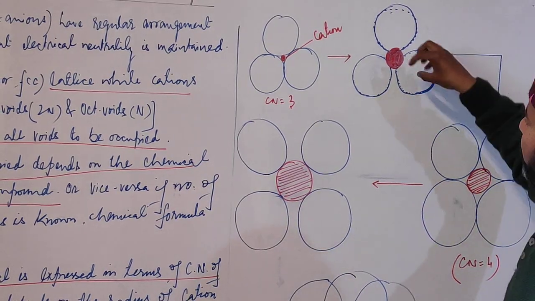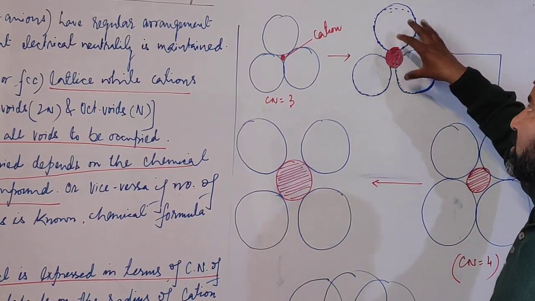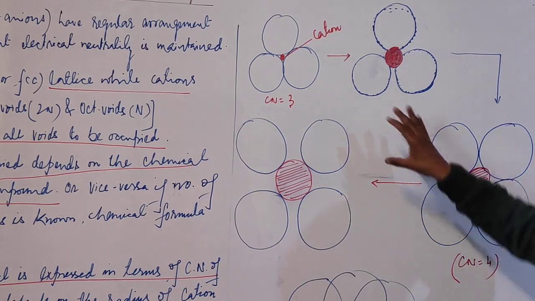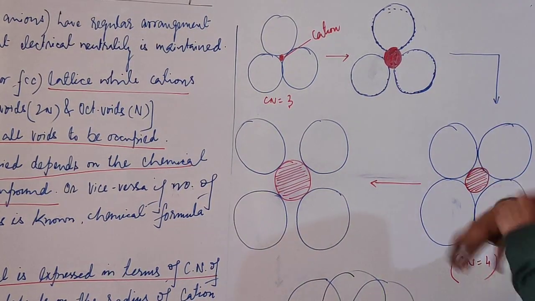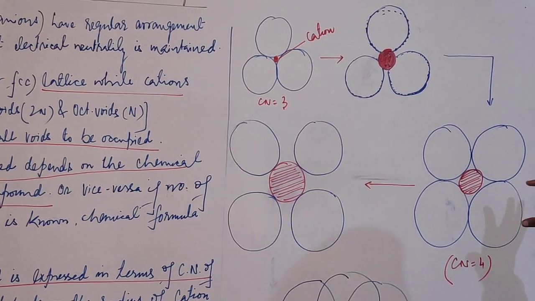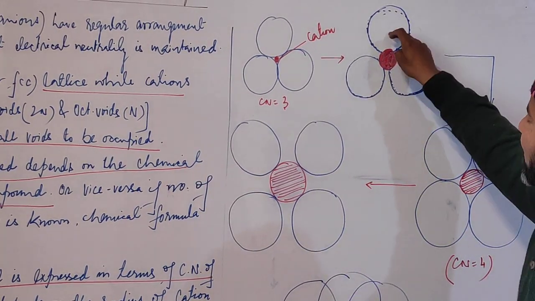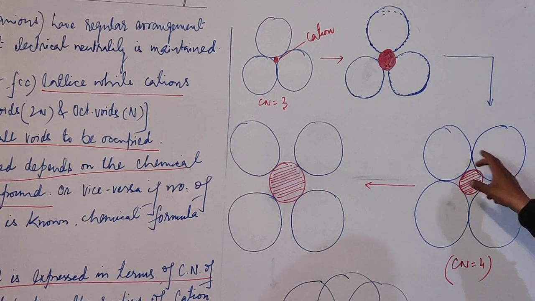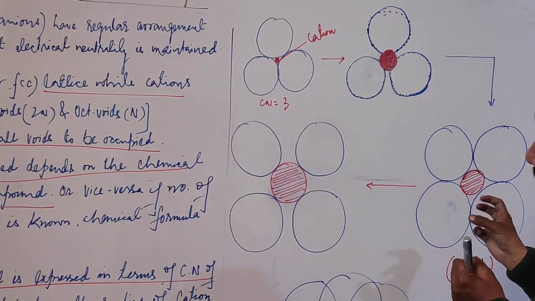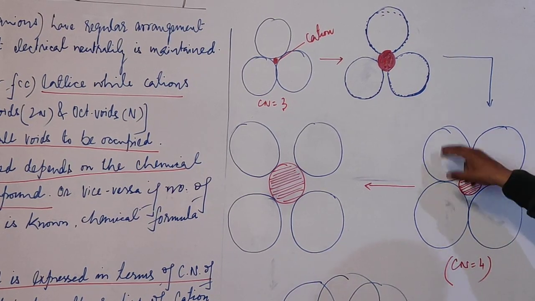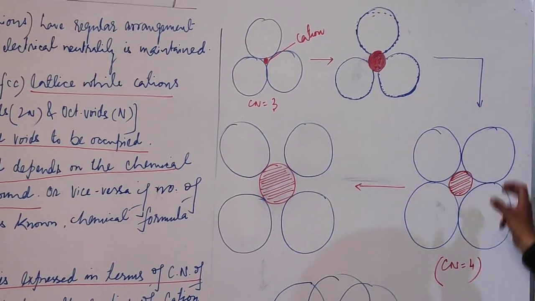So what happens is that when the radius of the cation increases in relation to the radius of the anion, now see what happens: there is more space, which means more spheres or more anions can be added. Earlier there were 3, and now to maintain the anion-anion contact and anion-cation contact again, you saw that one more anion was introduced.